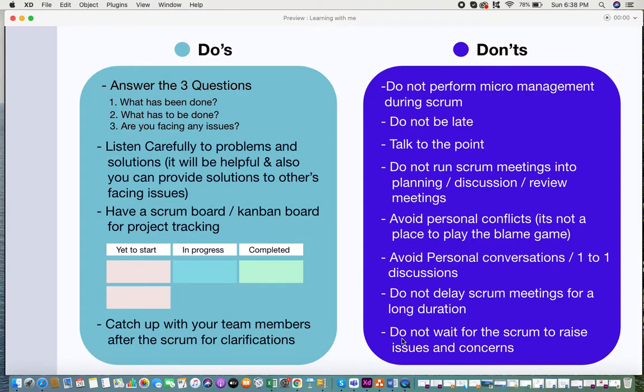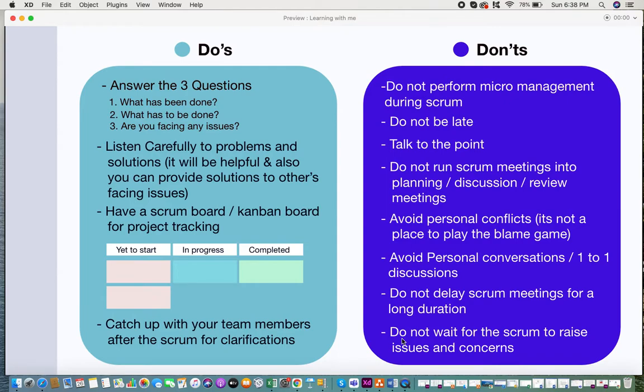So always mention what you have completed, what has to be done, and in case you're facing any issues and problems which are actually blocking you from completing a task or slowing down your work, then you need to report those particular issues that you're facing to the team.